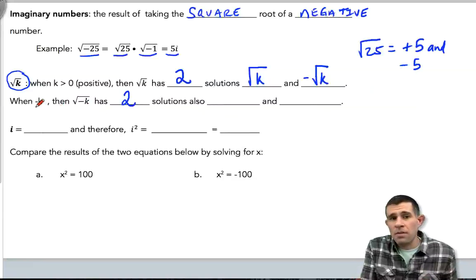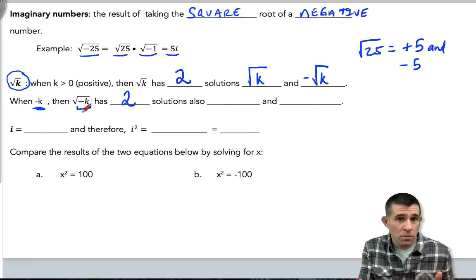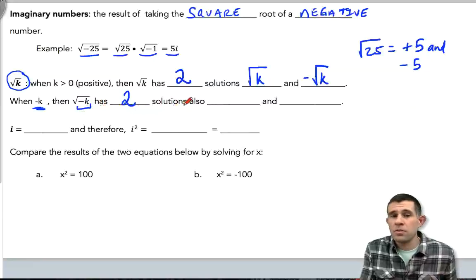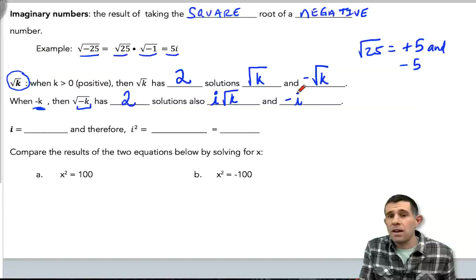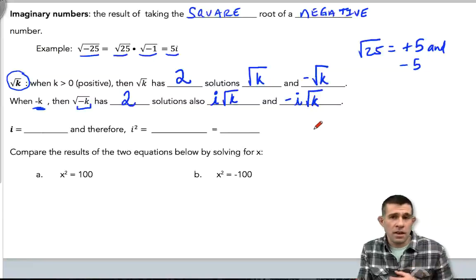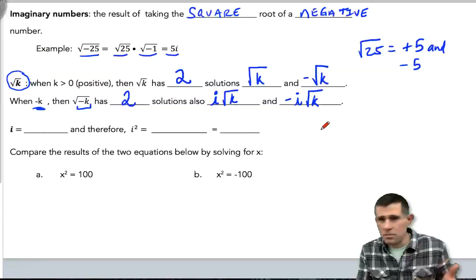Alright, now what happens if I have a negative value for k? In other words, a negative number under that radical symbol, or the square root symbol. This also has two solutions. Now the solutions go like this. I have i times the square root of k, and I have negative i times the square root of k. So let's just take a look at a few examples, and I think it will start to make sense.